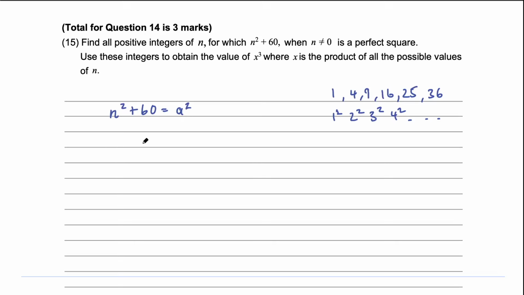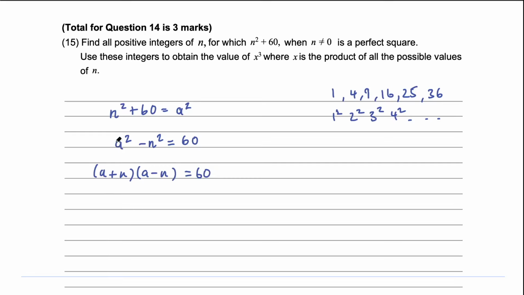In order to help us solve this, we can rearrange this slightly. So I'm going to subtract the n squared from the right hand side and rewrite this as a squared take n squared equals 60. Now again, you might be thinking, this isn't very helpful. How am I going to figure these things out from this equation? Well, again, there's a slightly different way of writing this. This is known as the difference of two squares, and you can actually factorize this expression, and you can write it as a plus n multiplied by a take n equals 60.